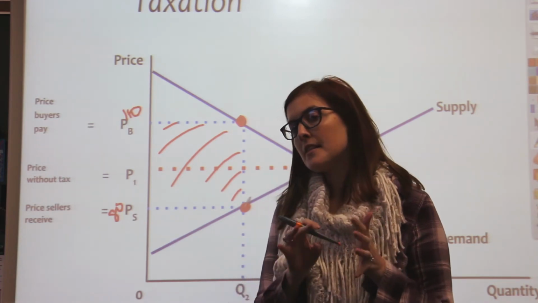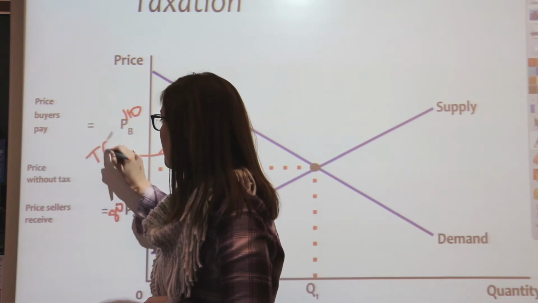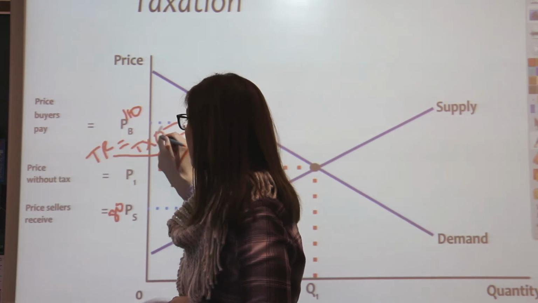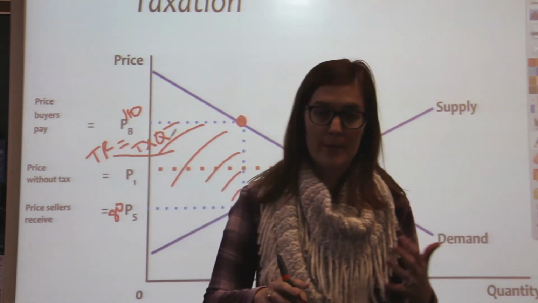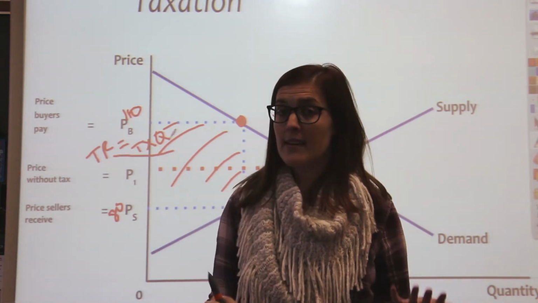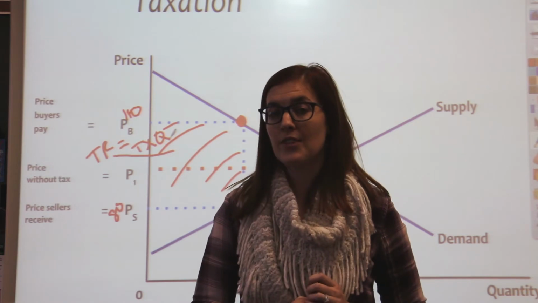But the government, in placing this tax, gets what's known as tax revenue, which is just the size of the tax times the quantity. So that's revenue to the government. It doesn't go to the producer, it just goes to the government. So if they need revenue to fund the government, they may think about increasing or decreasing the tax to try and increase or decrease revenue.